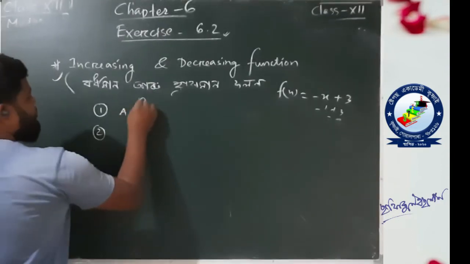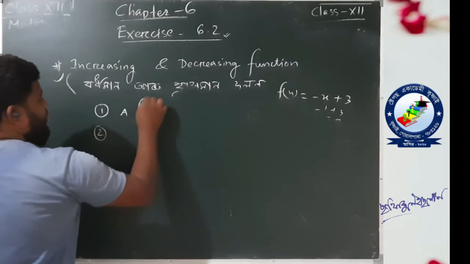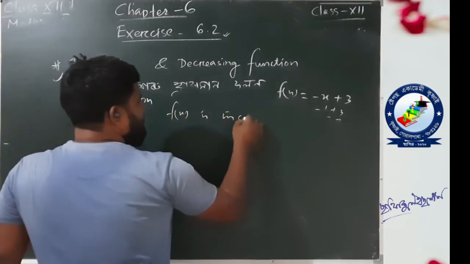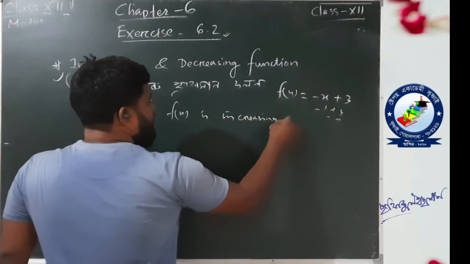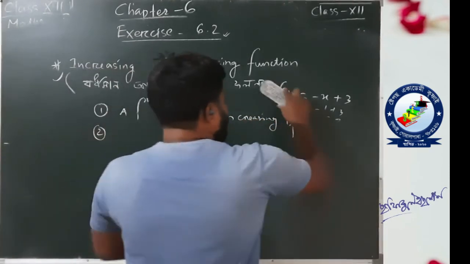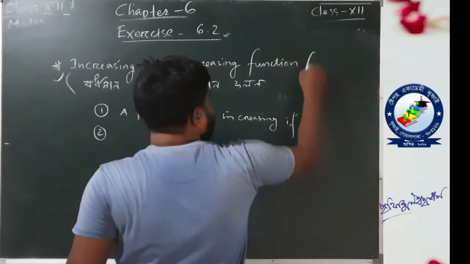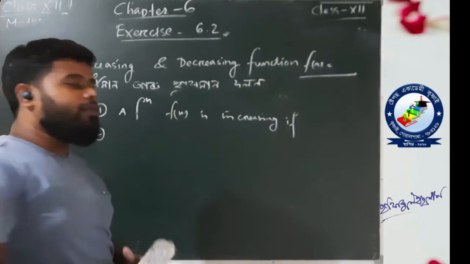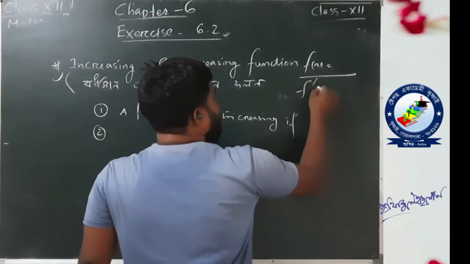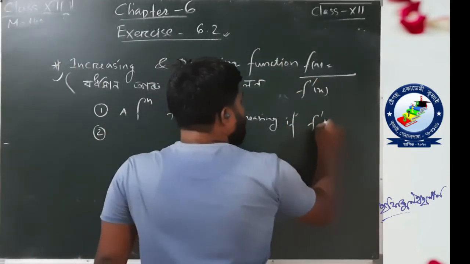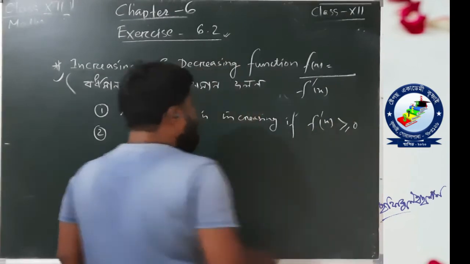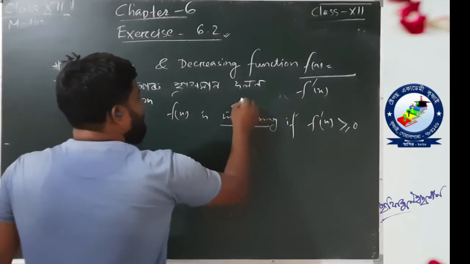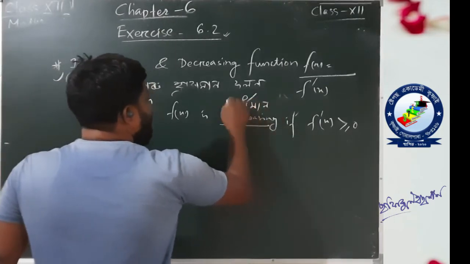A function f(x) is increasing if the derivative of the function. Suppose f(x) is a function given. What is the derivative of f(x)? The derivative we know is f dash x. So if f dash of x is greater or equal to 0, then we can say the function is increasing.